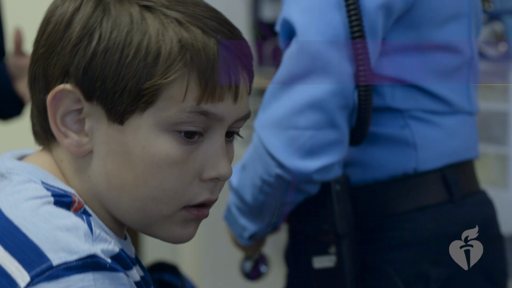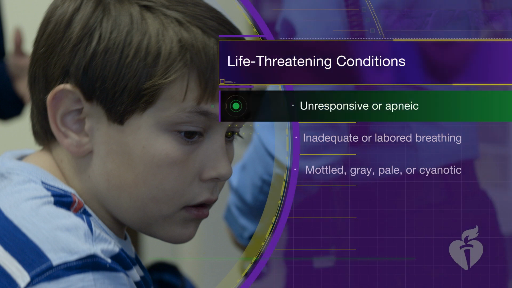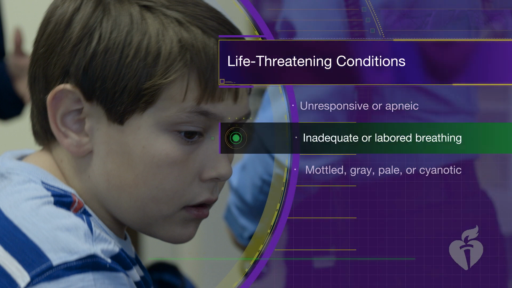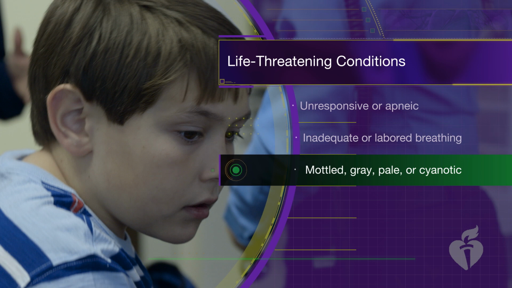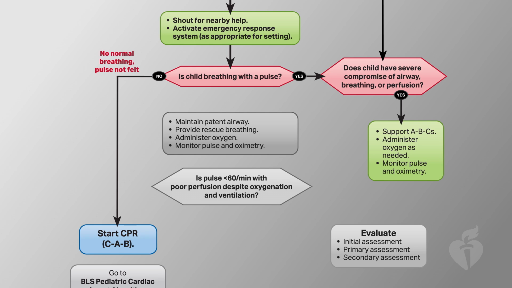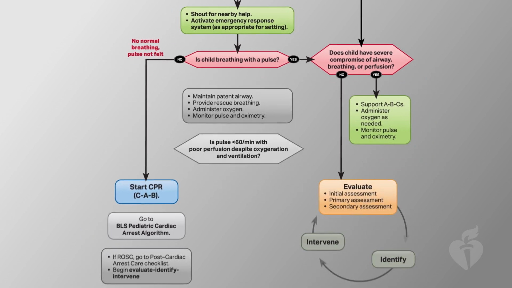Always remember, it's a life-threatening condition if the child is unresponsive or apneic, has inadequate or labored breathing, or is mottled, gray, pale, or cyanotic. You'd want to immediately call for help and begin life-saving treatment. If there's no life-threatening condition, you'll proceed with the primary assessment.